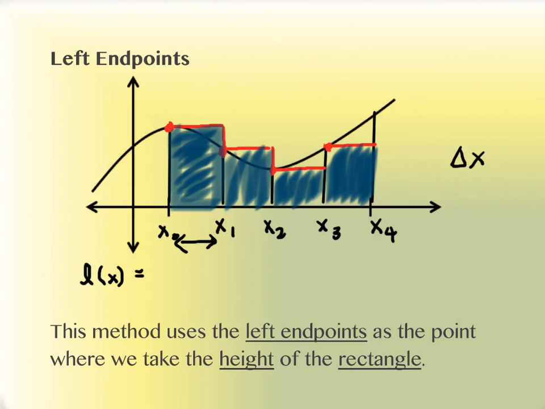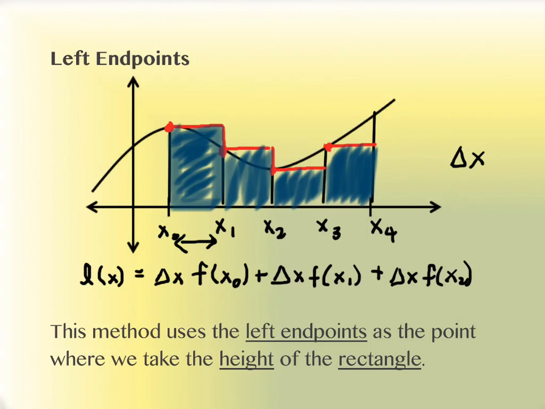So the width, or the base, is delta x, and the height in this case would be the left end point, so it's actually the y value, or the function value at x0. And then we want to do the same thing at the second rectangle, so the delta x, the base, times the height, which is the function value at x1. And then we can do the same thing, the delta x times the function value of x2. And our final rectangle actually has a height of the function value at x3.